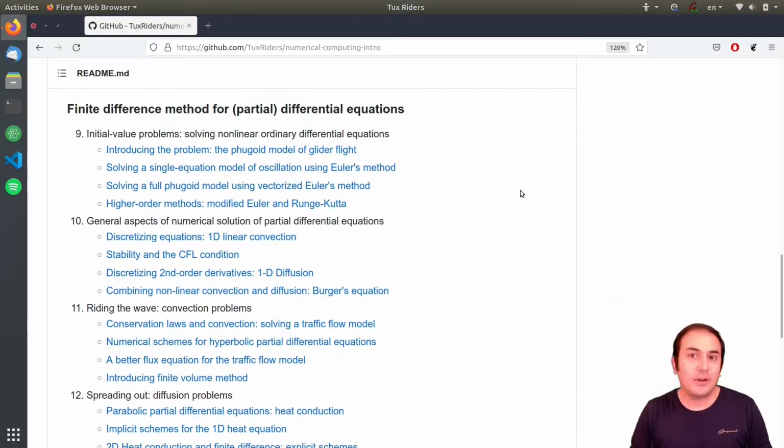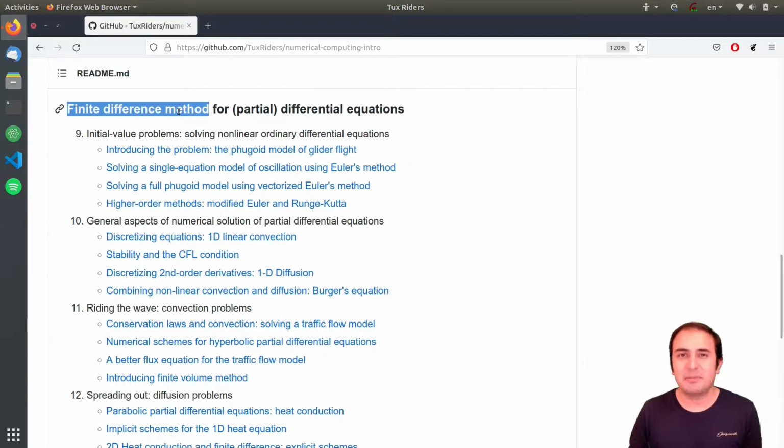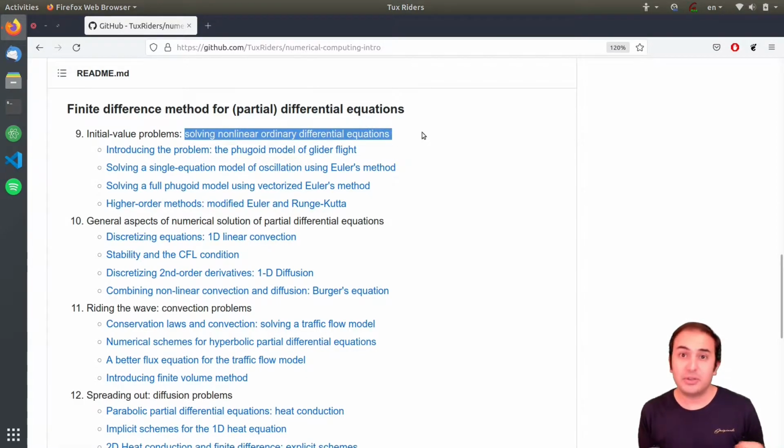In this episode of the Applied Numerical Computing series, we want to go to more serious stuff. We want to start to talk about the actual numerical methods. And as the first one, we want to start with the finite difference method and the techniques to solve nonlinear ordinary differential equations. So let's go for it.